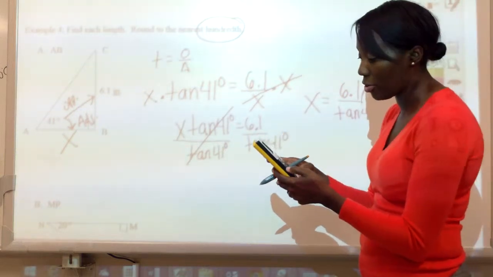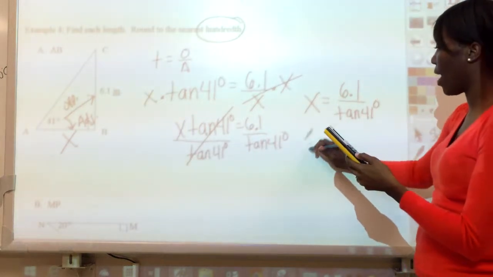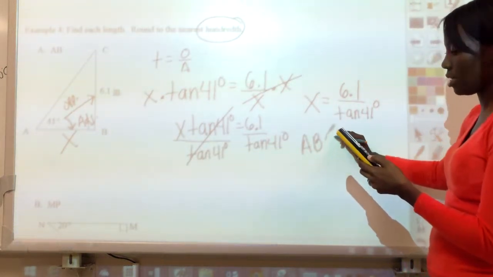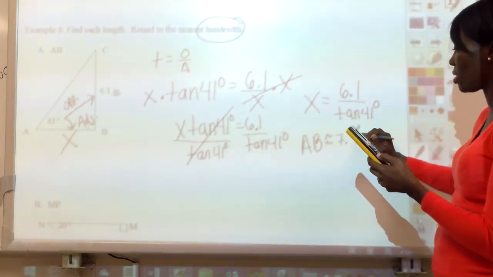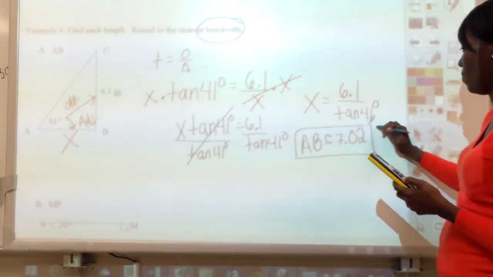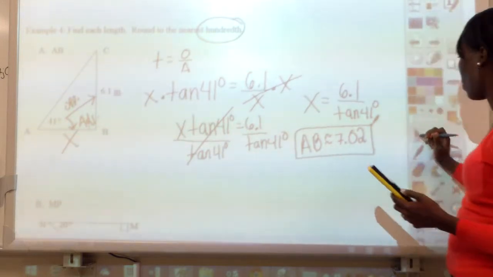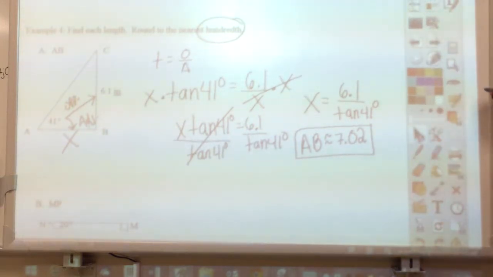Do not forget that degree symbol unless you put your calculator in degree mode. And so AB is equivalent to 7.02. Got it? Pause it if you need to write more. Need more time to write it down.